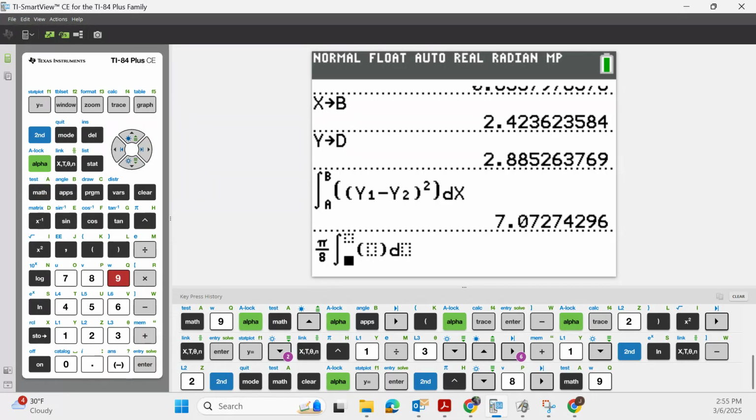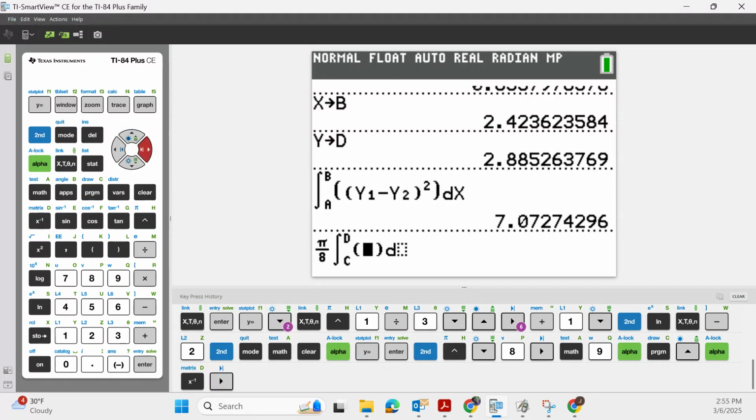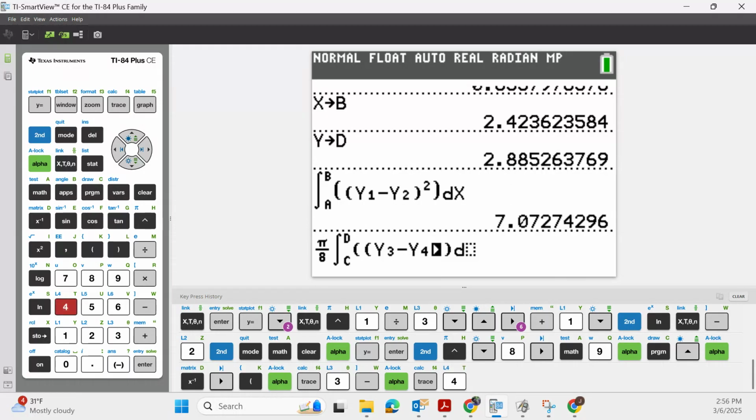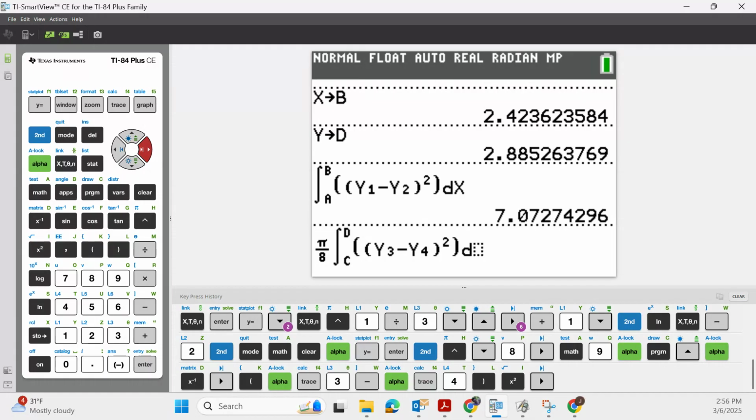And I'm going to go from c to d this time, right? Because now I'm using the y values as my limits of integration. So c up to d. And now I need g inverse, which was y3, minus f inverse, which was y4, and squared. So again, parentheses so that I can square it. And alpha trace 3 minus alpha trace 4, end parentheses, squared, and now dx.